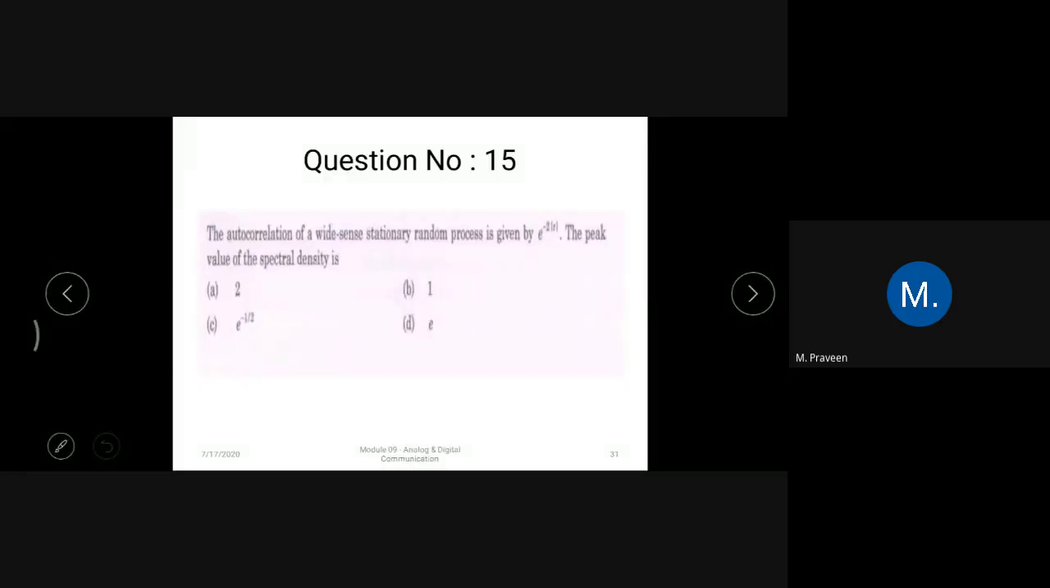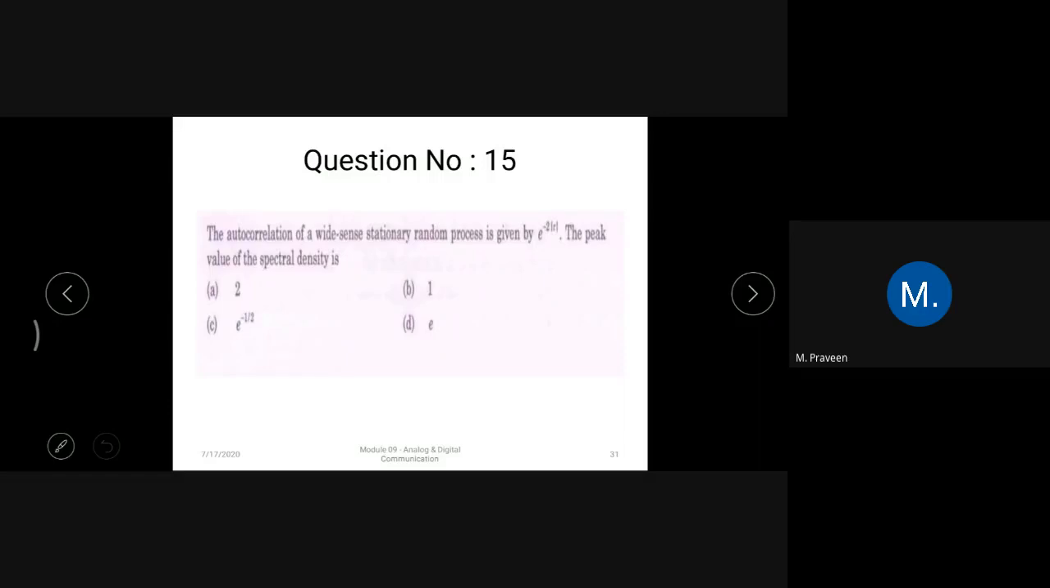Now this also comes under mathematics as well as communication theory. The autocorrelation of a wide sense stationary random process is given by e to the power of minus 2 modulus of tau. Find the peak value of the spectral density. They are given the autocorrelation and asking for the spectral density. It is a well known concept. To get the spectral density we should take the Fourier transform of the autocorrelation.